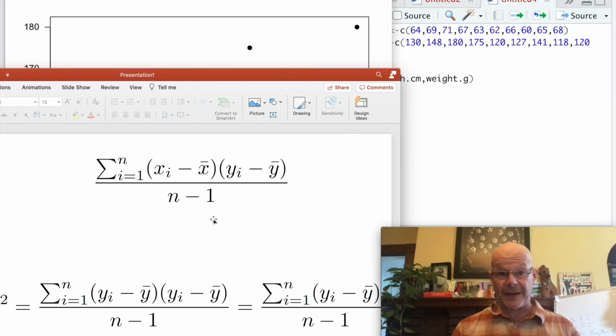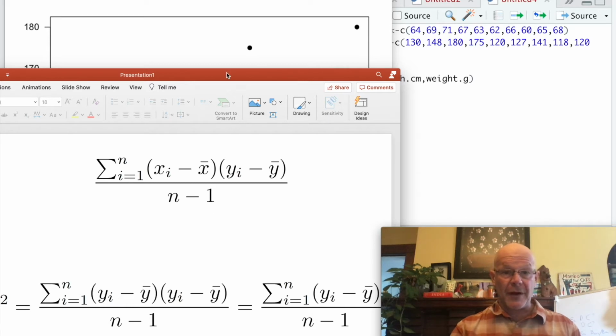We can think about it that way. The other way of thinking about that n minus 1 is that if we don't do n minus 1, we'll get a biased estimator, because all of our observed data will fall closer to our sample covariation than to the true population covariation.